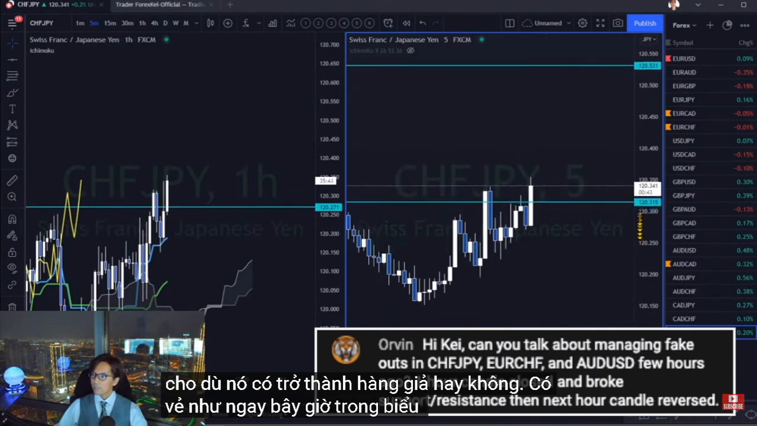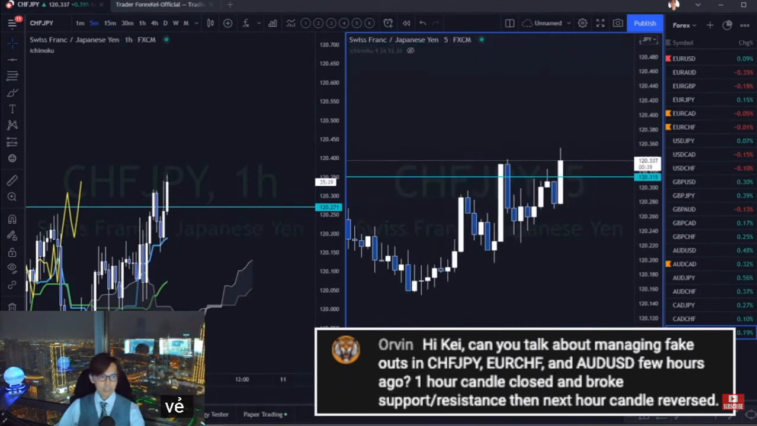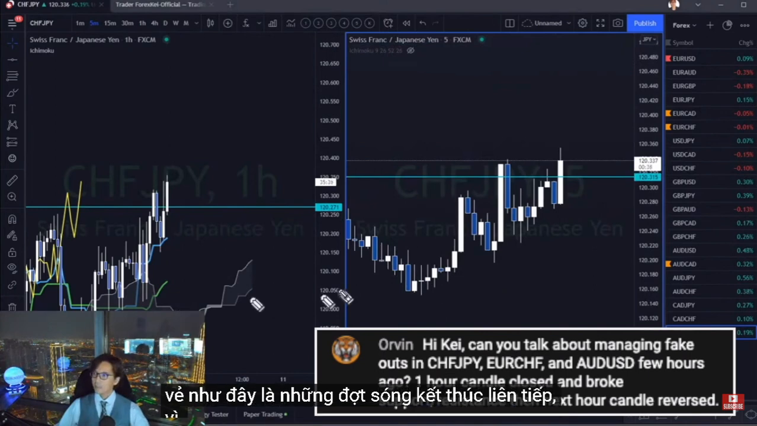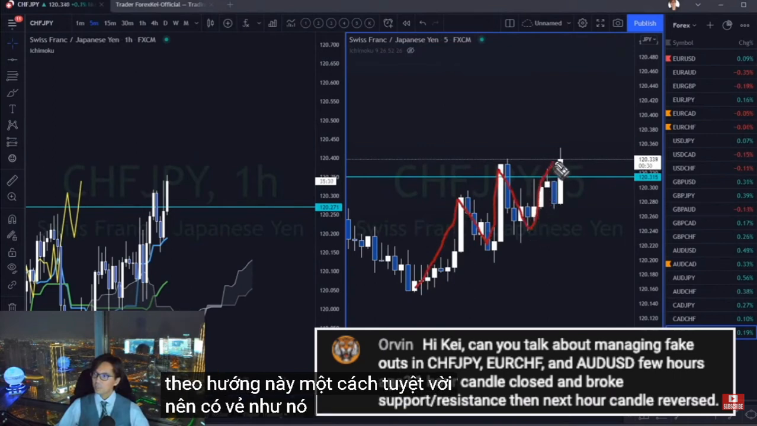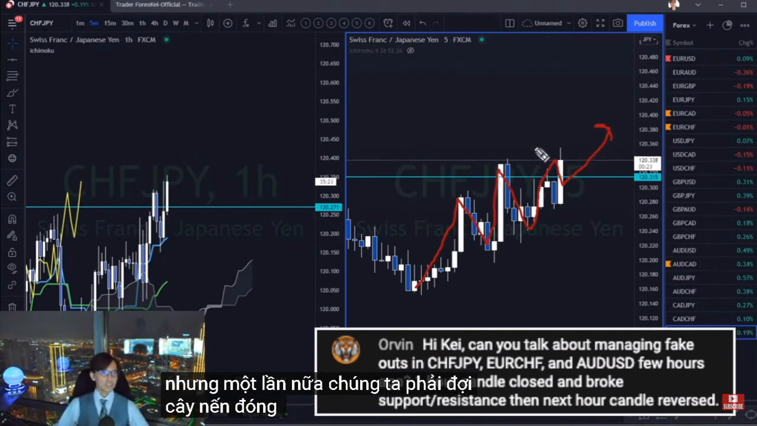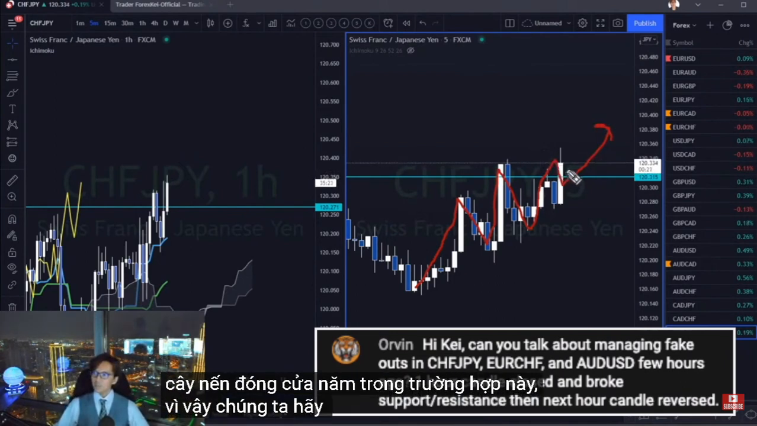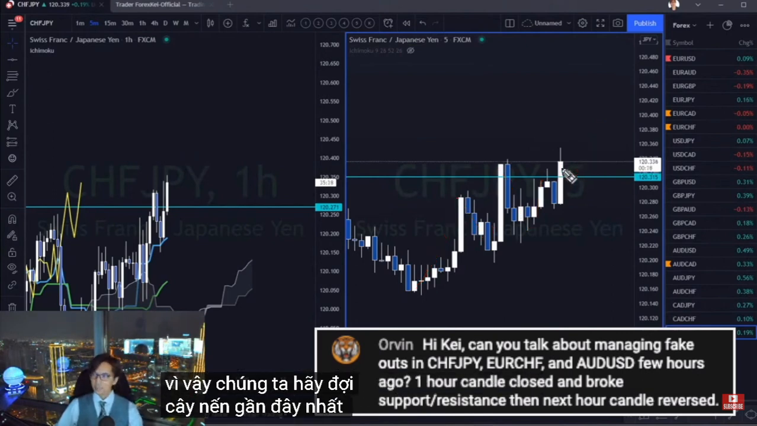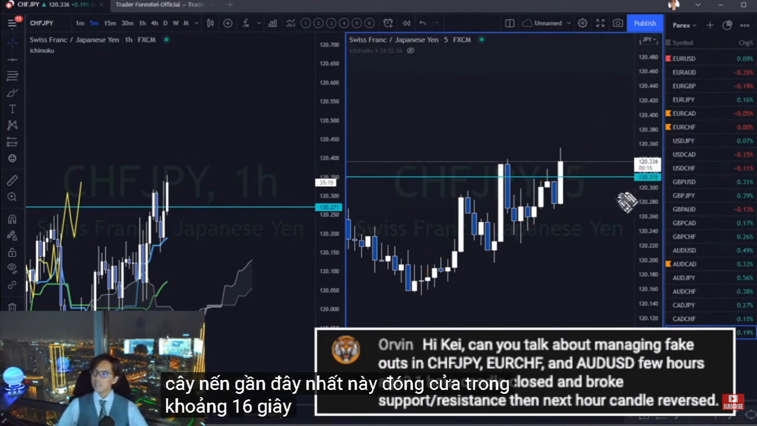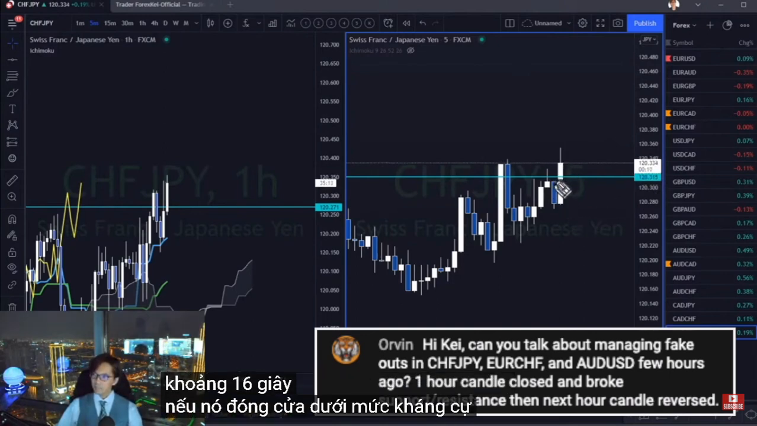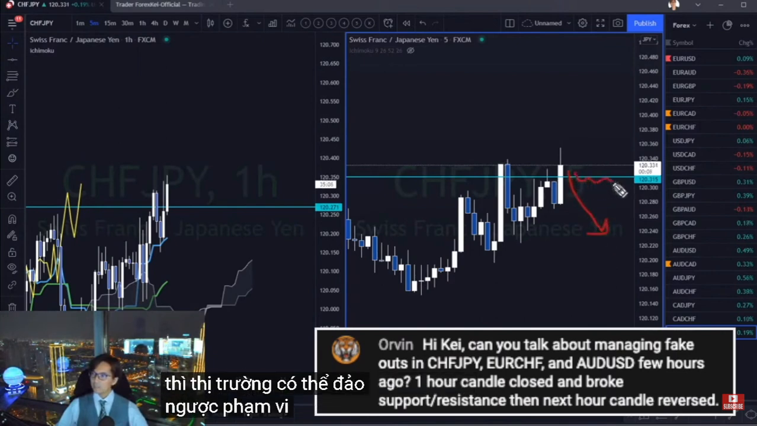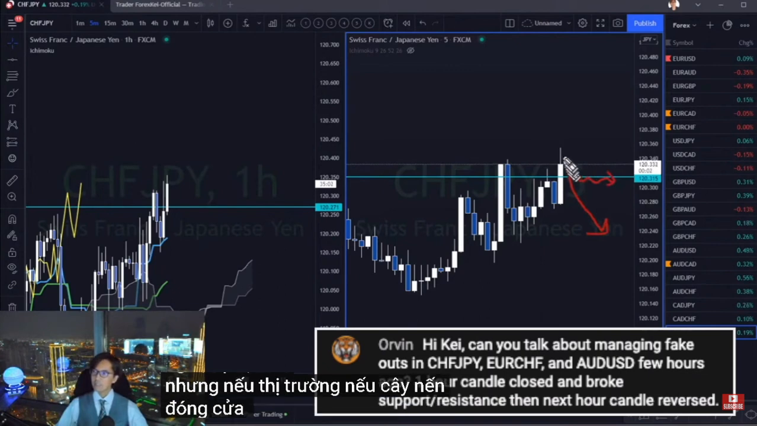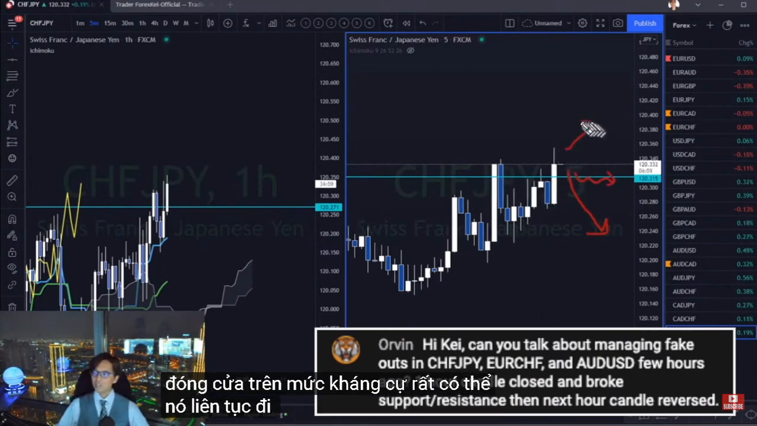Right now in the 5-minute chart, it looks like this is consecutive N waves. So the market is going up in this direction nicely. But once again, we have to wait for the candle close in the 5 in this case. So let's just wait for this most recent candle to close in about 16 seconds. If it closes below the resistance, then the market might reverse backward into the range. But if the candlestick closes above the resistance, most likely it continues going up.